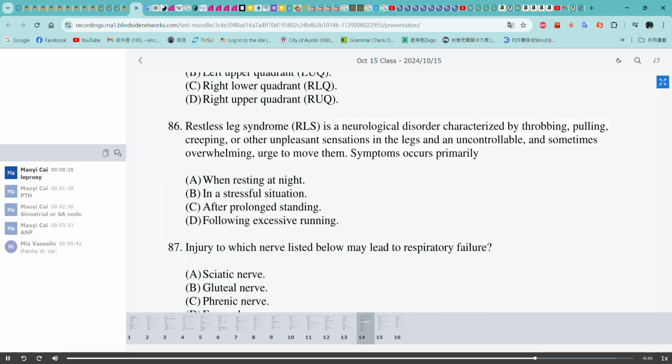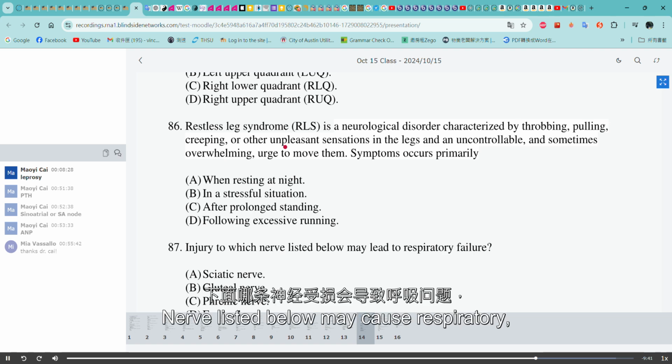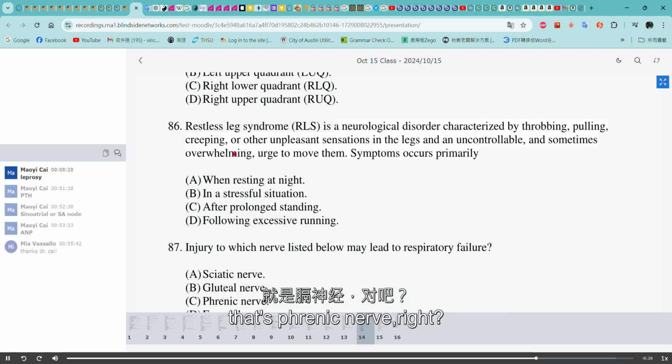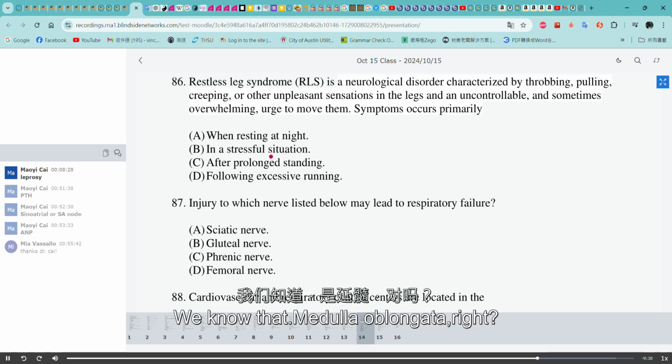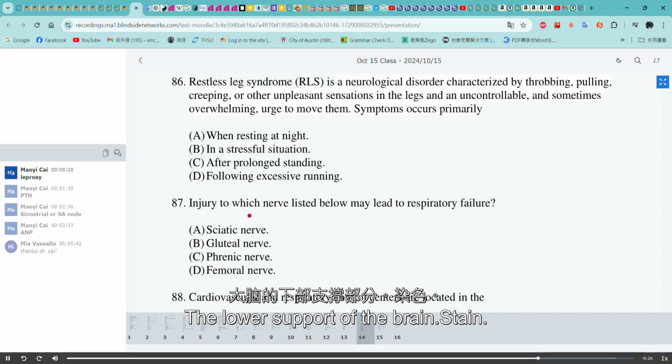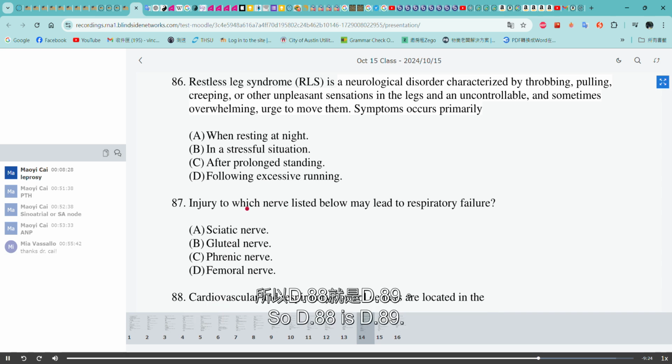87, injury to which nerve listed below may cause respiratory failure. That's the phrenic nerve, right? The phrenic nerve controls the diaphragm. That's obvious. Yeah, C. 88, cardiovascular respiratory control center. We know that, the medulla oblongata, the lowest part of the brain stem. So 88 is D.